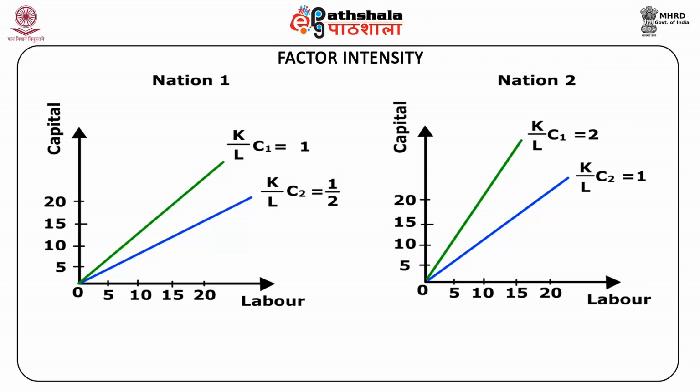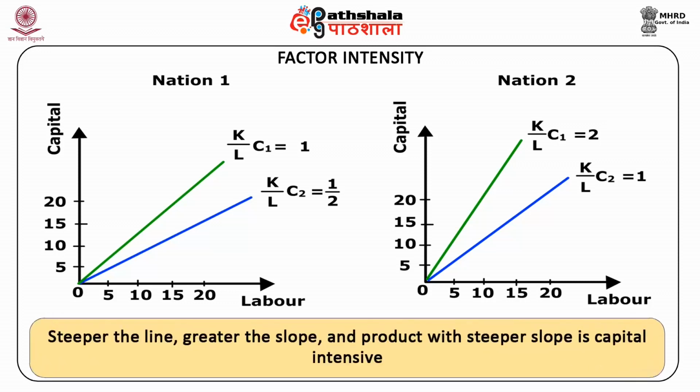Similarly, in the case of nation 2, machine production requires more capital relative to labor. Its capital labor ratio is higher, and for commodity Y production, the capital labor ratio is lower. Hence, as in the diagram, the steeper the line, the greater the slope, and hence the product with the steeper slope is more capital intensive.